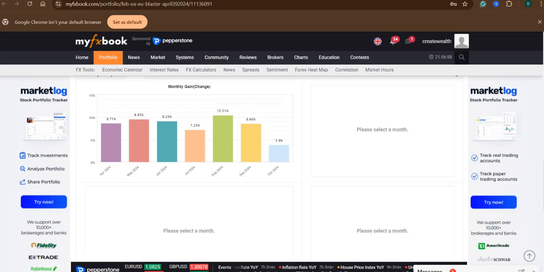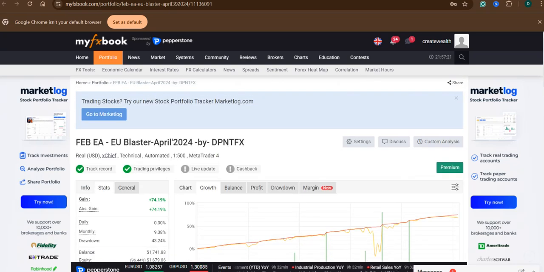And if you would like to see the monthly gain, in April we started and we made 8.71%. In May we made 9.63%. In June we made 9.23%. In July we made 7.25%. In August we made 10.51%. In September it's 8.66%. And in October it's 3.9% so far. Okay, so the month is still there.